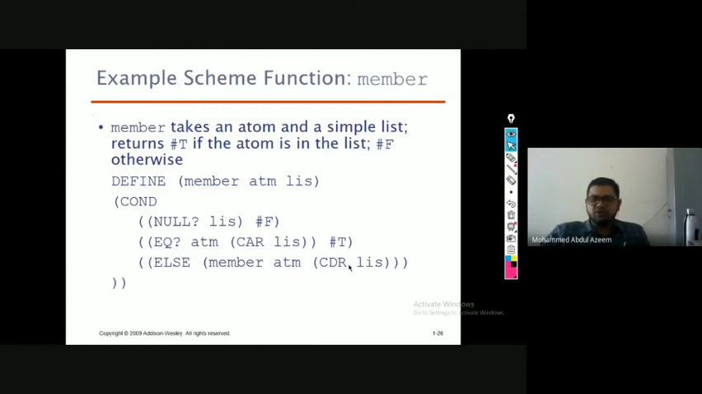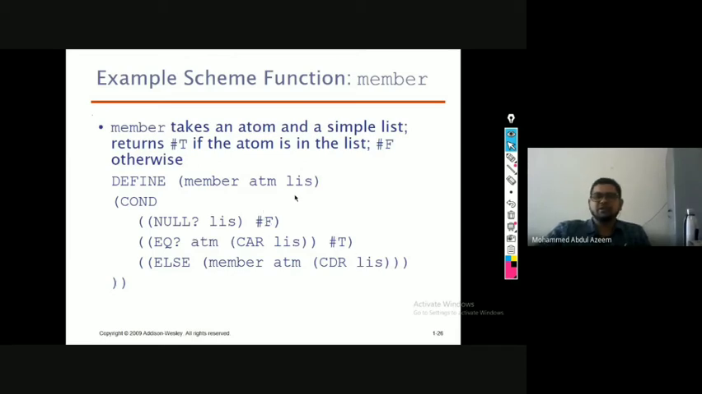What do you do? You apply the CDR on the list because the first item is already compared, no? So the remaining elements have to be compared. The remainder part you can get by applying the CDR on the list. When you apply CDR on the list, you get the remainder part of the same. So you need to check whether the atom is available in the remainder part of that list. So you can see this is a recursive function. Again, in the else part you are calling the same function, that is member, by passing the atom and the remainder part of the list.